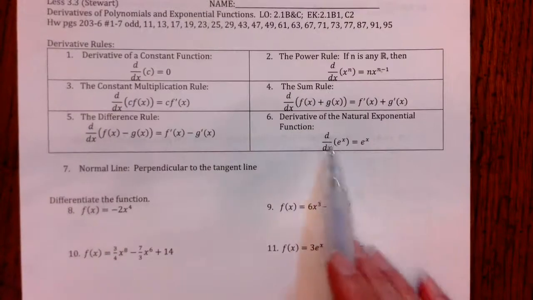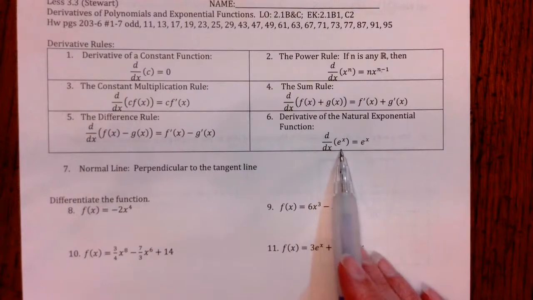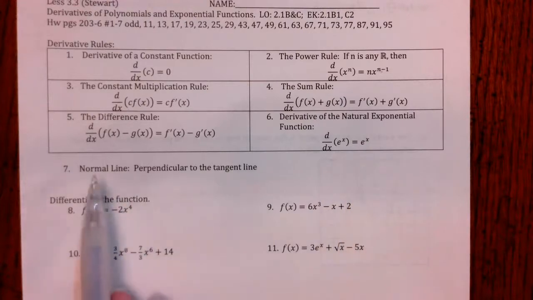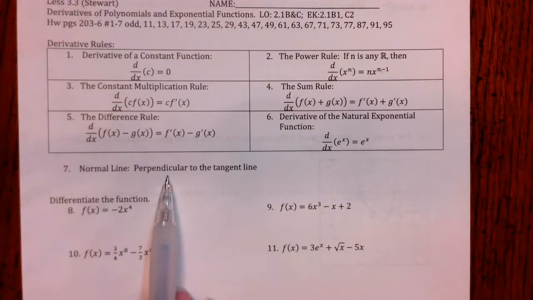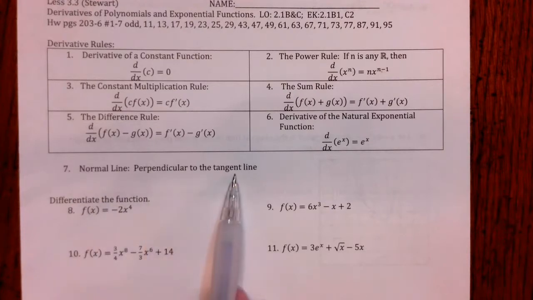And the last is the derivative of the natural exponential function. So this is e to the x, the easiest derivative in calculus. It's itself. New vocab, normal line, and the normal line is perpendicular to the tangent line.